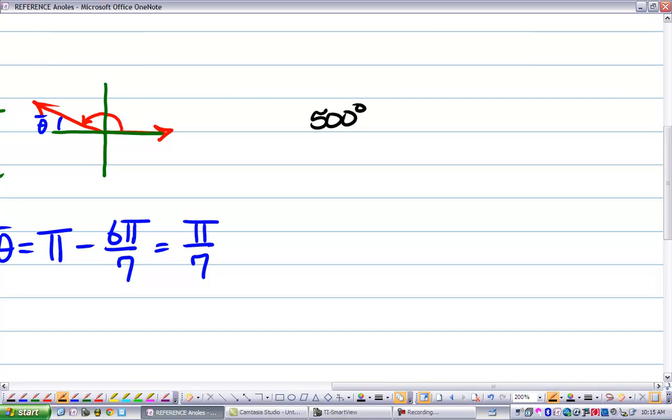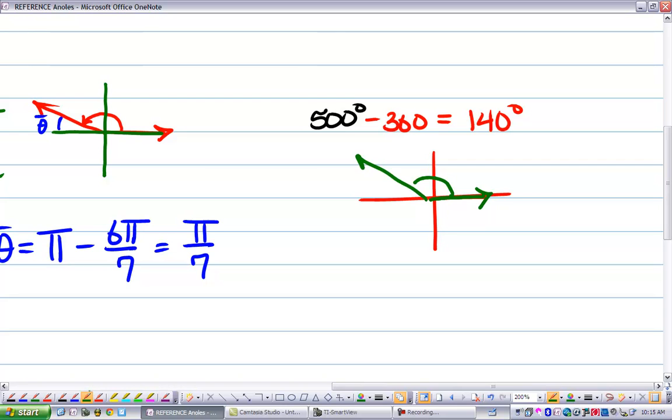Alright, clearly that is bigger than 1 revolution. So the first thing I'm going to do is take away a revolution, and you're going to end up with 140. And now that is something I deal with. So you're going to go ahead and graph 140. And you start here, and 140 is going to be in quadrant 2, about right there.